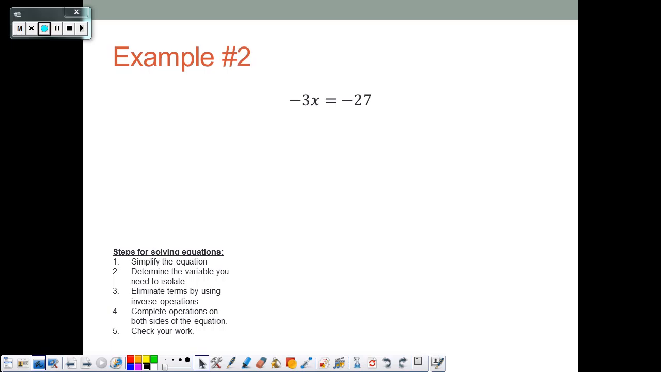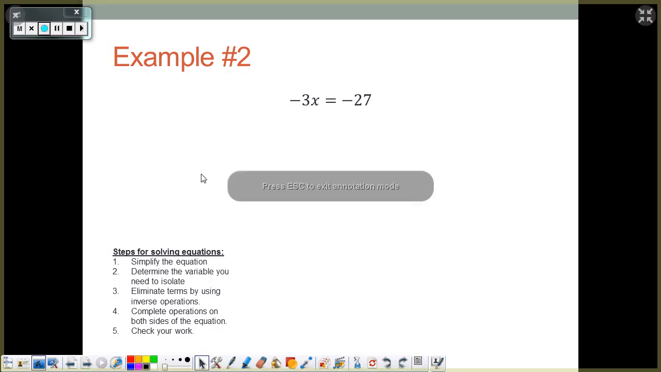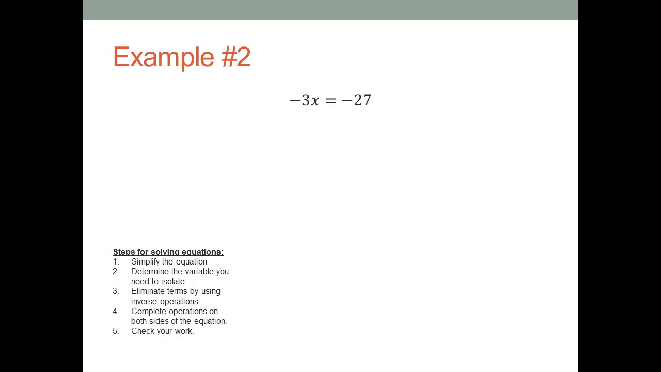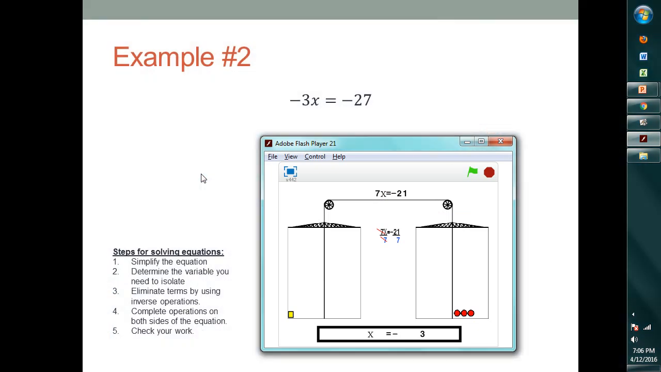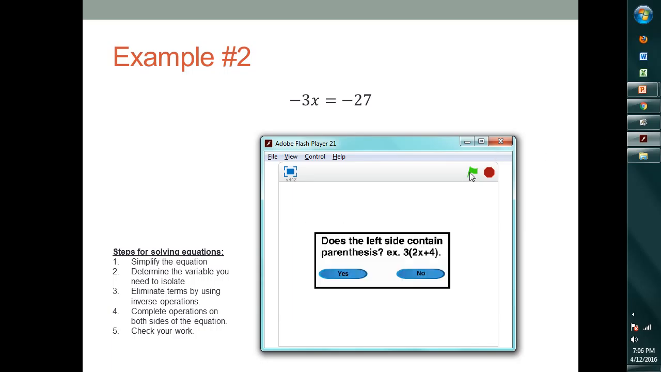Okay, let's go ahead and move on to the next one. Negative 3x equals negative 27. If I look at my left and right side, I see that x is on the left. I want to isolate it, so I need to get rid of the negative 3. And I don't have any variables on my right side. So I bring up my application again, clear it out, and start over.